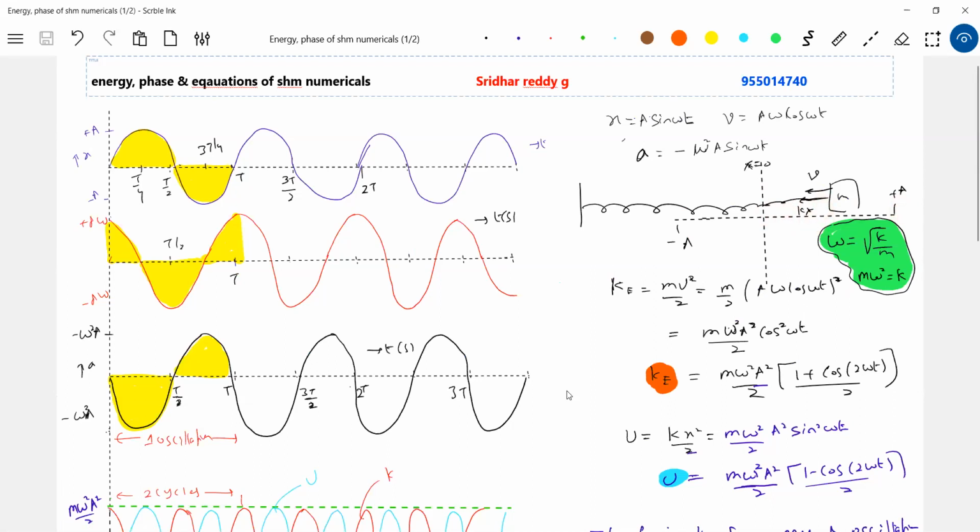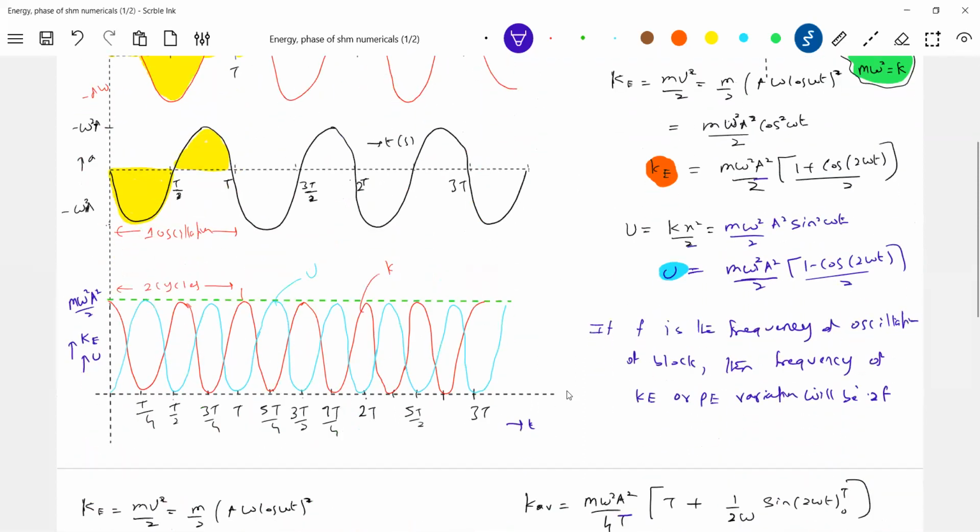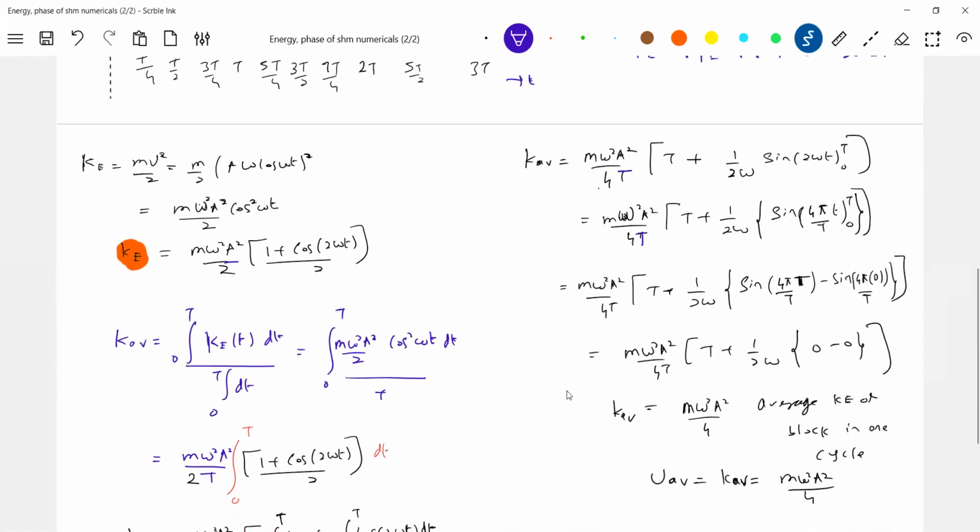So these are all questions that will be asked. A student must know that I'm just studying this spring block system only. In that, it may ask average potential energy or average kinetic energy of the block in one cycle. Or potential energy also. Don't say block. The block will not have potential energy. Elastic potential energy stored in the spring. Average potential energy stored in the spring in one cycle will again be equal to this same particular value.